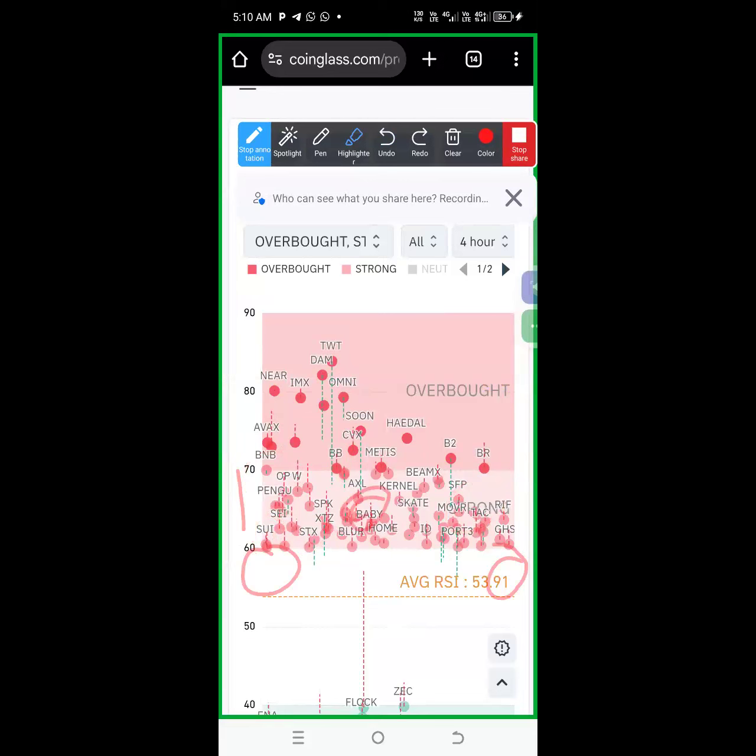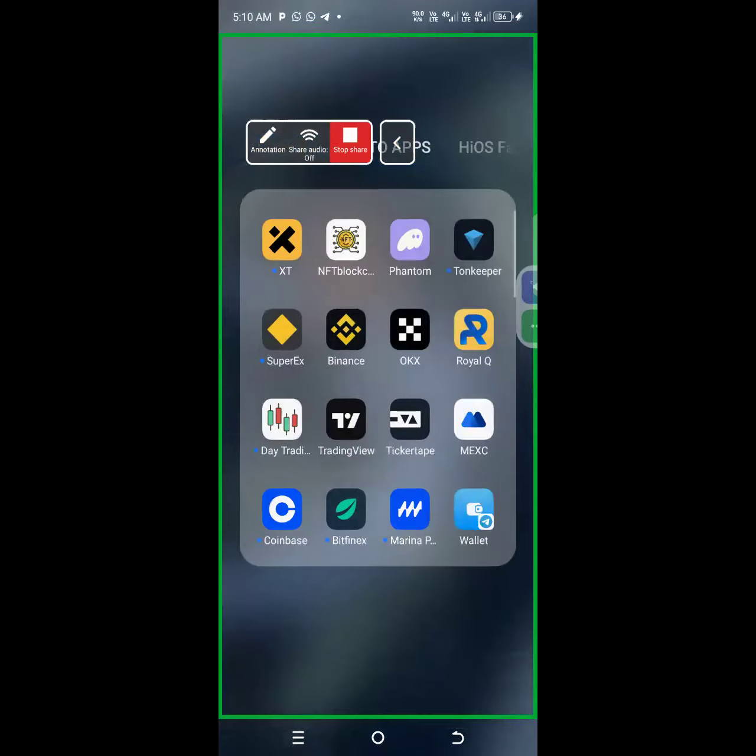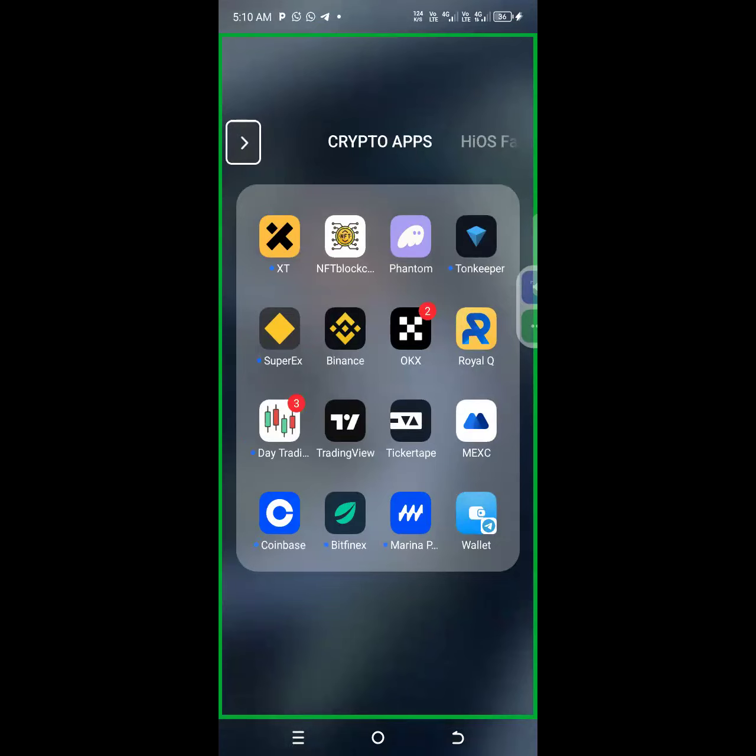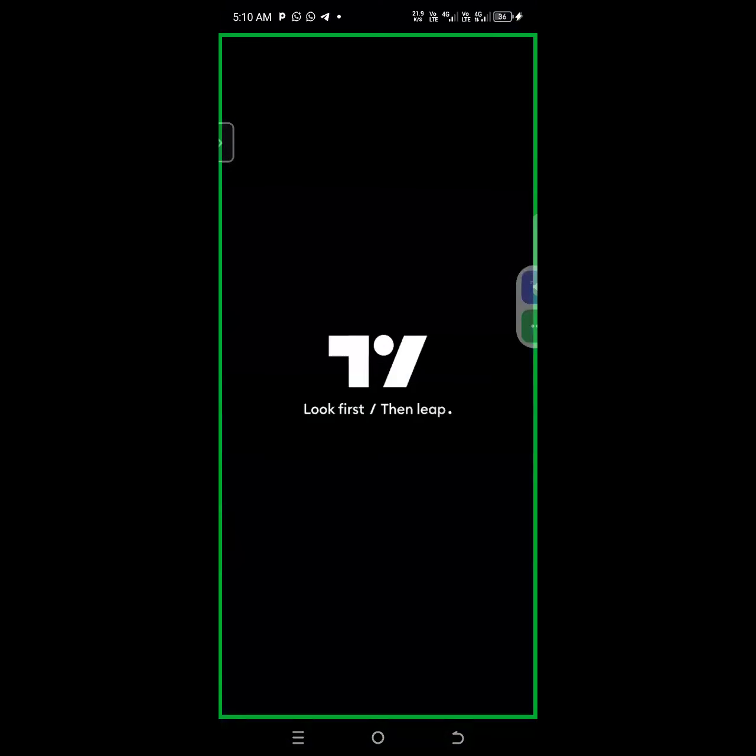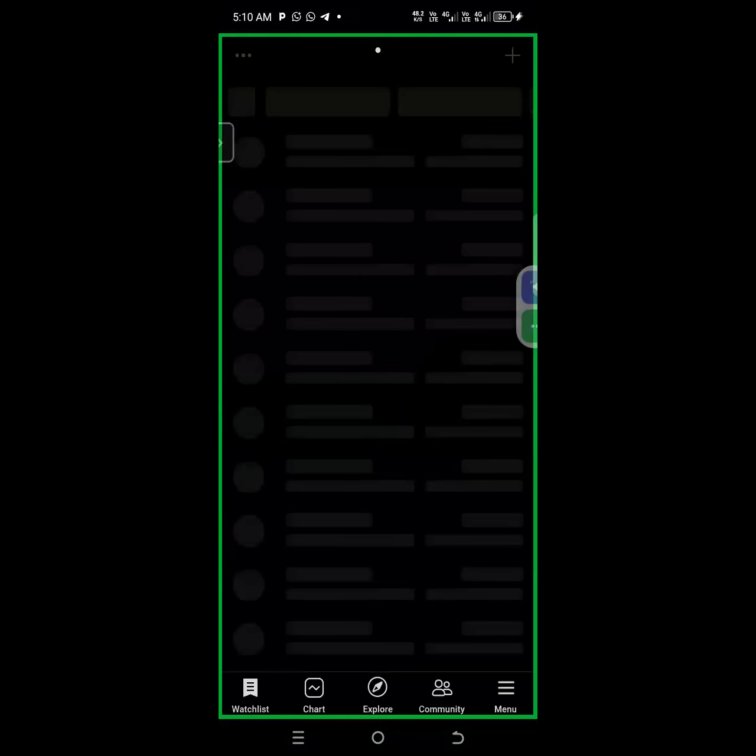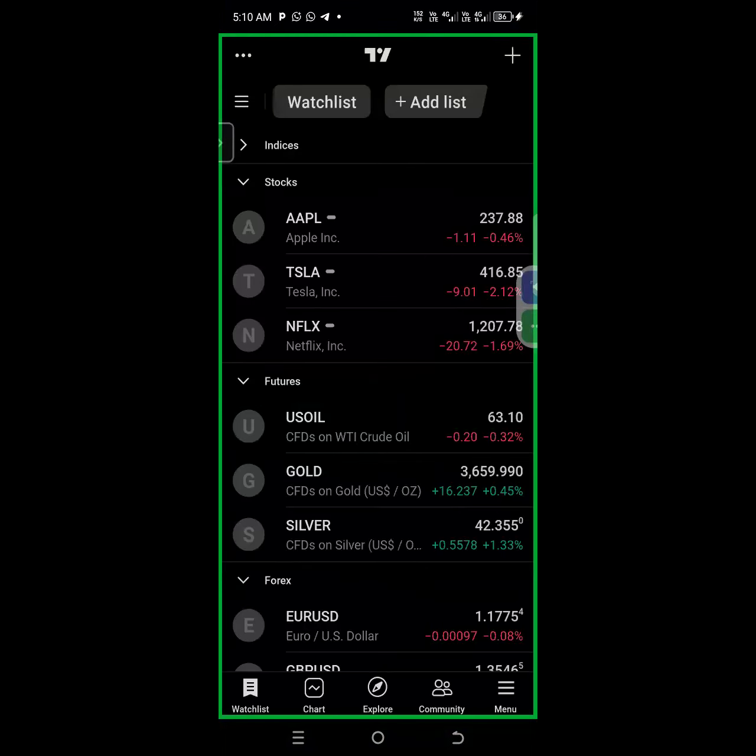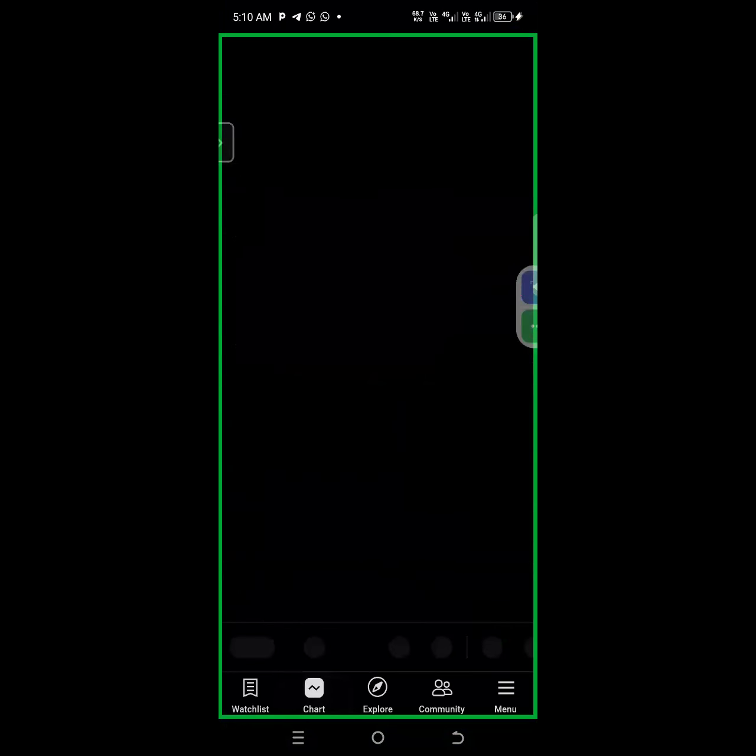Let's go. So price is at the buying zone, right? So let's go to TradingView. After observing that, you just come to TradingView, tap on it nicely. Let's wait for it to load. Okay, now let's click on charts.